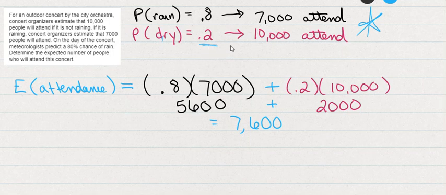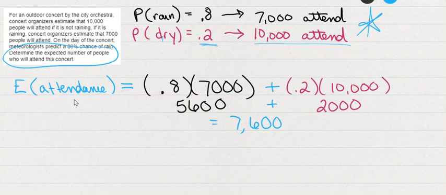So if it's dry, I know that there will be 10,000 people attending. So on the day of the concert, jumping to the last part, I'm reading at the wrong place. Determine the expected number of people who will attend the concert.